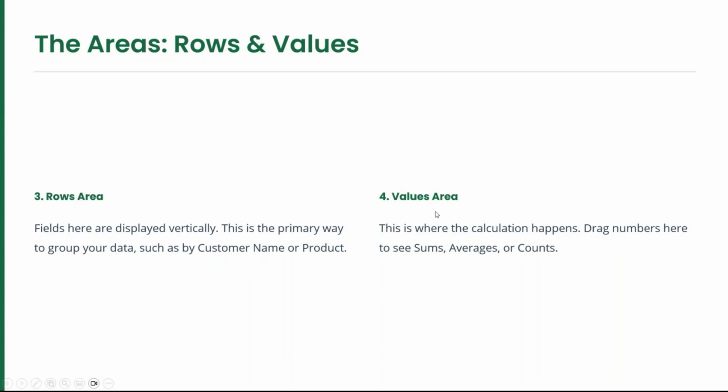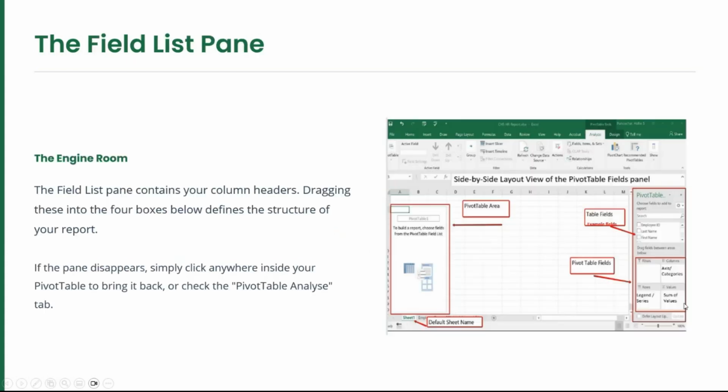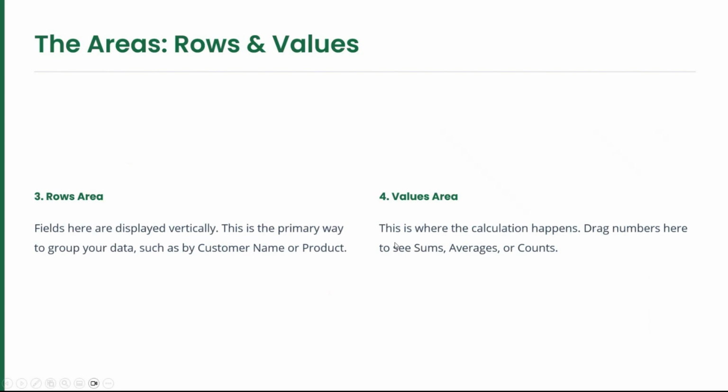And then the values area. As it says, it's anything that's a value. So this is where the calculation happens. You drag numbers here to see sums. That's where the statistics happen, actually. There are different types of stats in terms of functions. You can sum, you can average, you can count, you can find the min, you can find the max, you can find the mode, you can find the range.